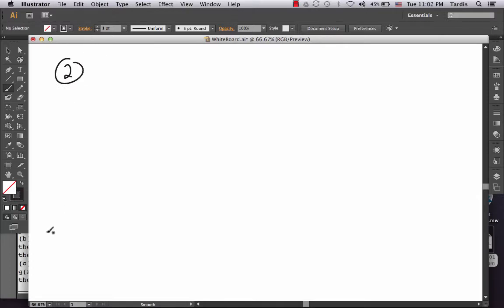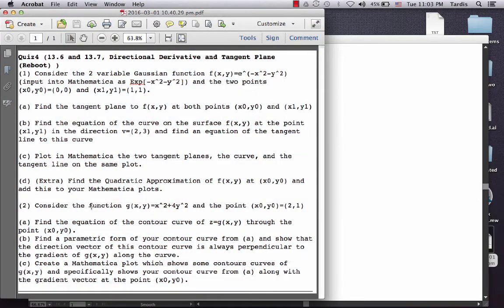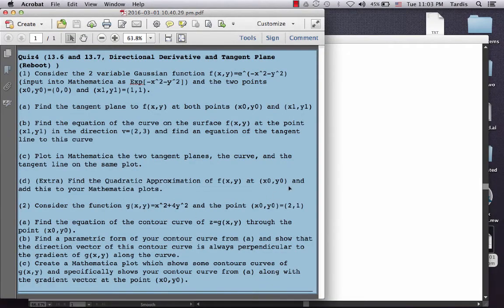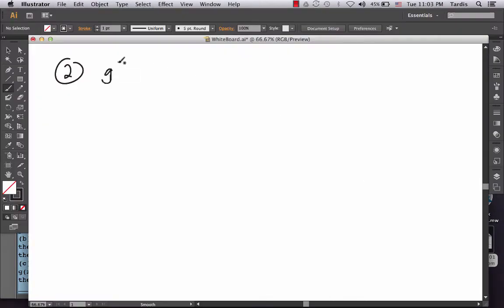Question number 2 is to consider this function, x squared plus 4y squared, at the point 2, 1. At this point, find the equation of the contour curve through that point. So why don't we do that first? Our function was x squared plus 4y squared. So we have a function g of xy equal to x squared plus 4y squared.